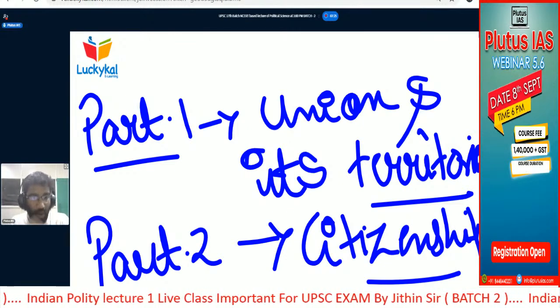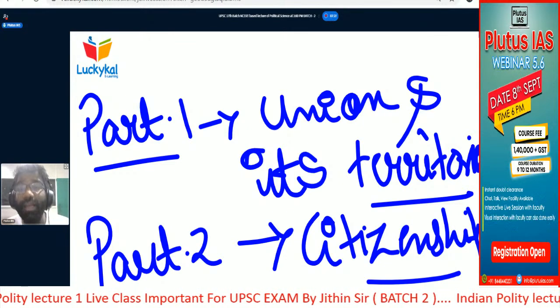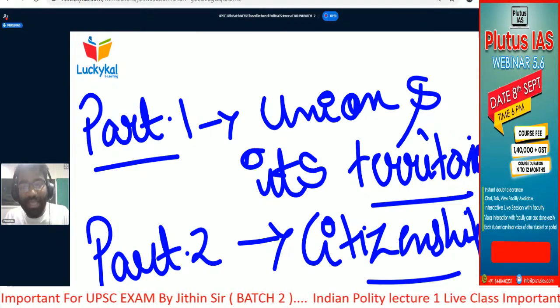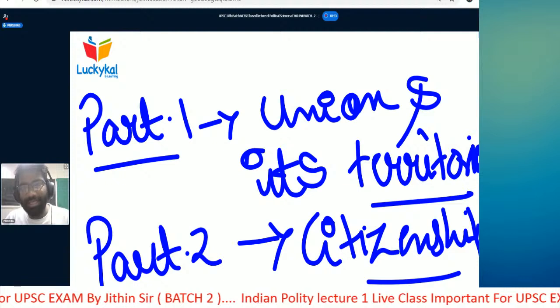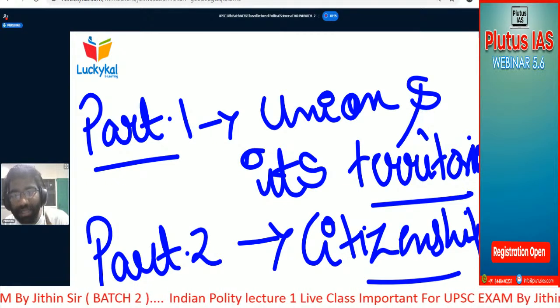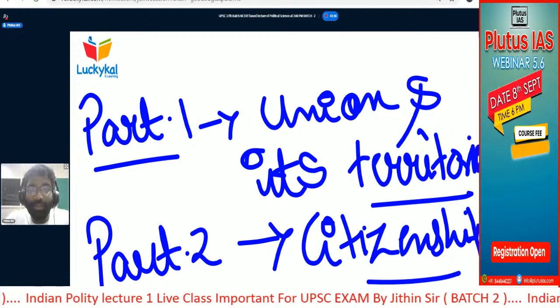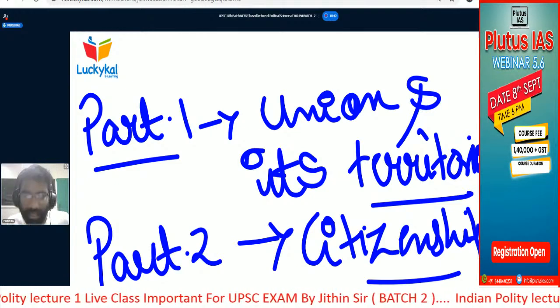Okay, fine. So how can a person lose Indian citizenship? If I do something wrong, there is a chance that I lose Indian citizenship. The first thing we will learn in this is what citizenship is, how a person can get Indian citizenship, and how a person can lose Indian citizenship.